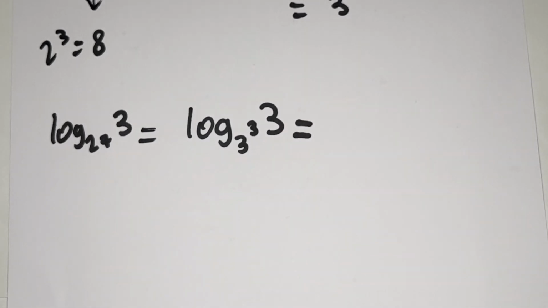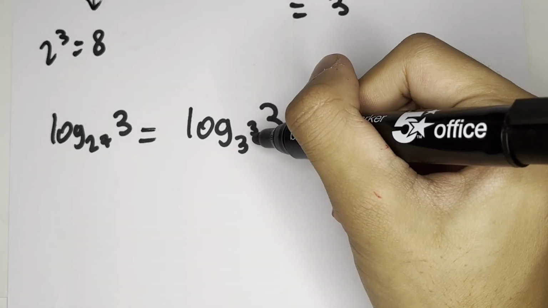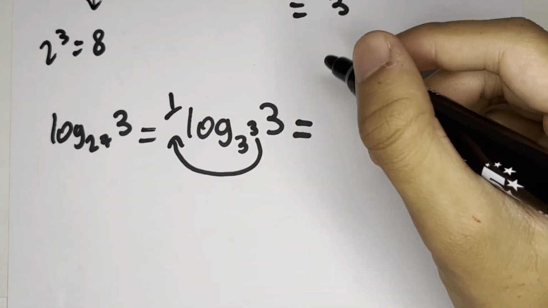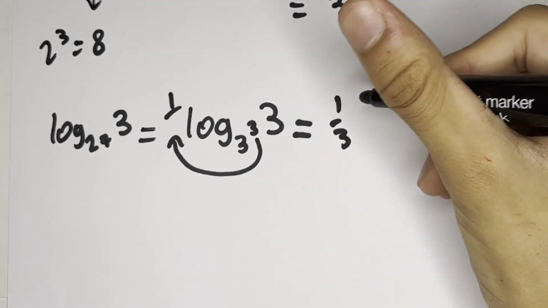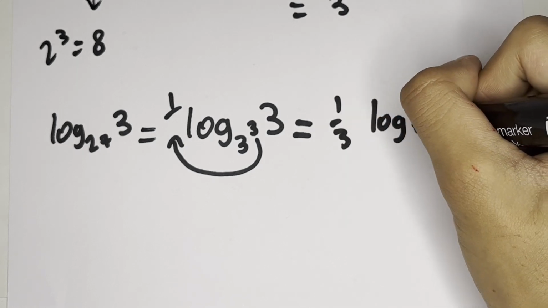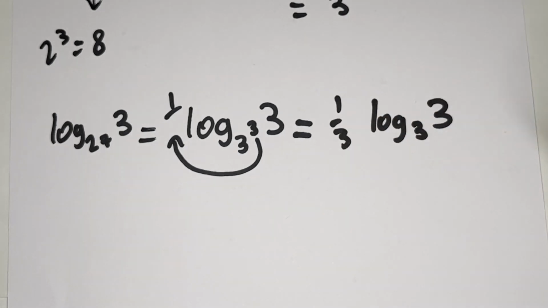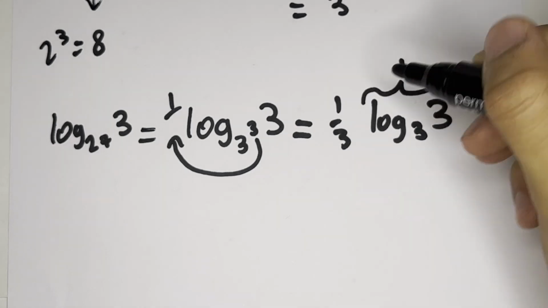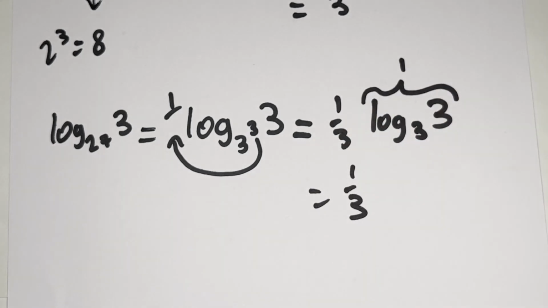Now from the last base conversion rule we used, which was rule number 6, we can bring this exponent to the front and take the reciprocal of it. So this is equal to 1 over 3 log base 3 of 3. And now from the same rule as above, when the base and the larger number are the same, this is just equal to 1, giving us 1 over 3.